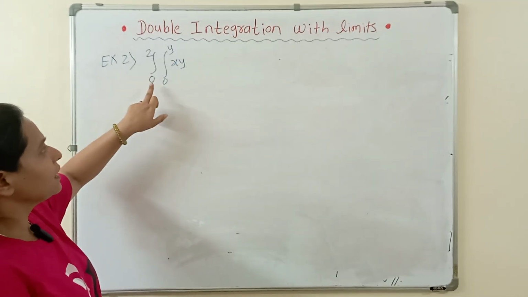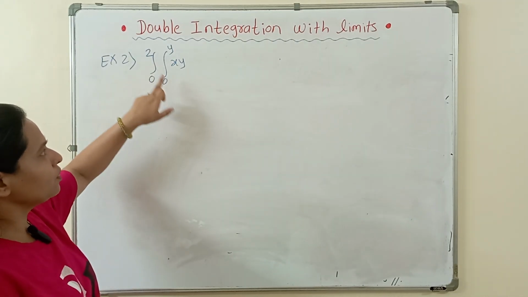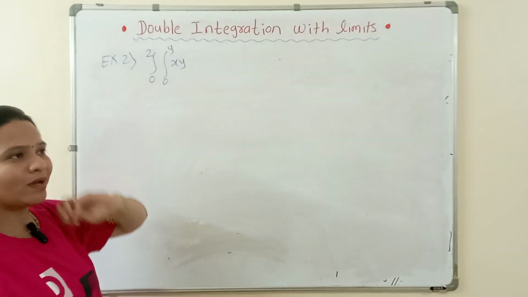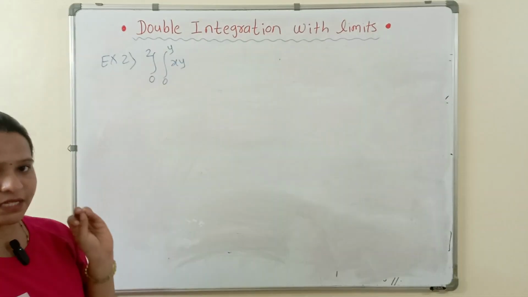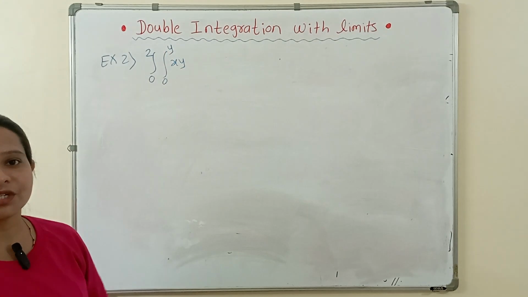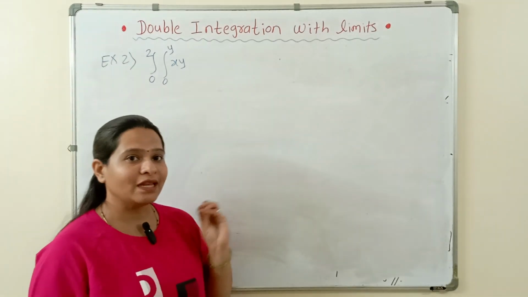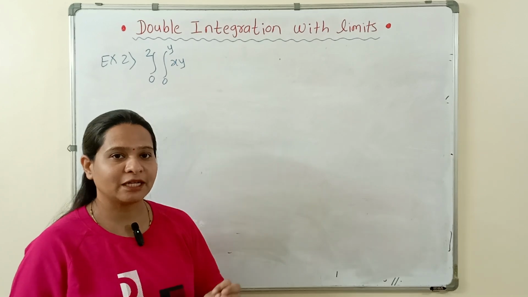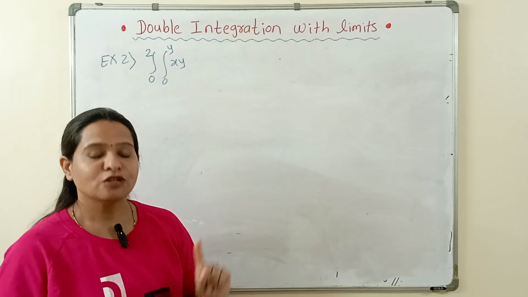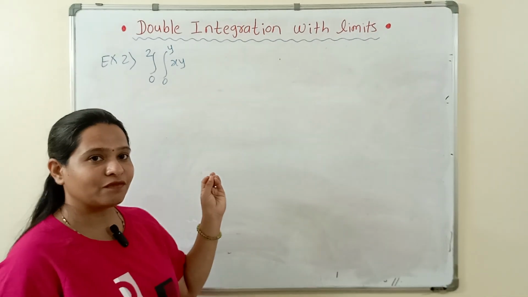Example number 2, integration from 0 to 2, integration from 0 to y, and the function is x into y. Now again let us see what will be the order of this integration. Now observe the limits of inner integration. Which variable is present in the limits of the inner integration? y is present. Which variable is absent there? x is absent, right? So here first we will integrate with respect to x.